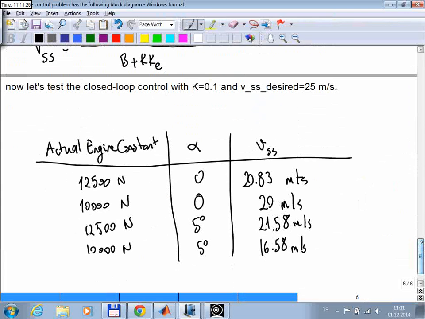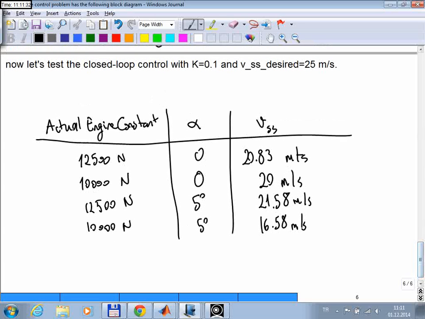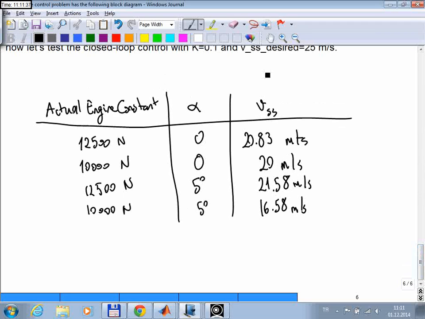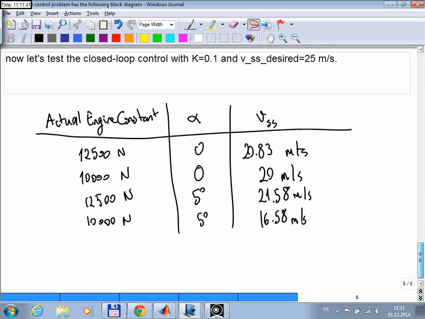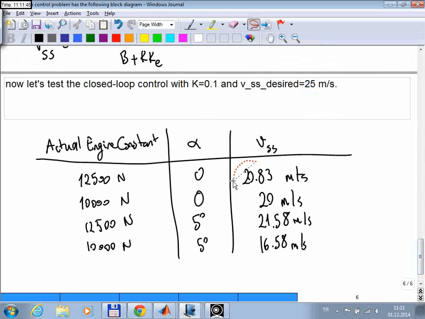Okay, so 20.83. If you are following what I've been doing, at this point you may say that I thought we were expecting the closed control to be better. How come it is worse? Because even under ideal conditions, the actual steady state speed is not what we want it to be. We want the steady state to be 25, and yet even in ideal conditions, the steady state value is less than 25. But that is the result. So anyway, let me complete this table.